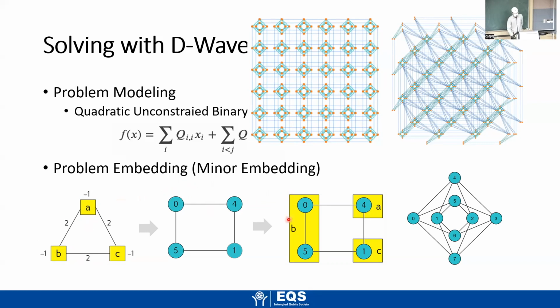After the minor embedding process, you can see that logical qubit B is mapped to two physical qubits, 0 and 5. And the two other logical qubits, A and C, are mapped to physical qubits 4 and 1 respectively. So this is the basic idea of minor embedding, and you would want a very efficient minor embedding. Otherwise, you would have something called a chain which is very long. In this situation, B is called a chain of two physical qubits, 0 and 5.